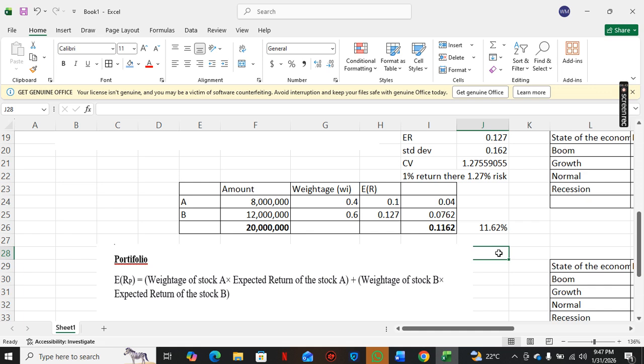So if you invest in both A and B, and you made a portfolio of them, your expected return is 11.62%. Any questions?